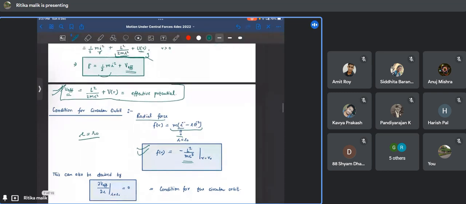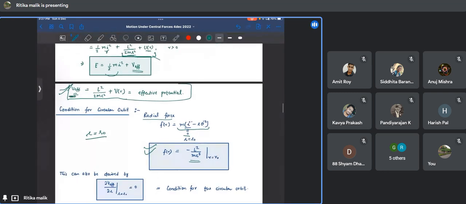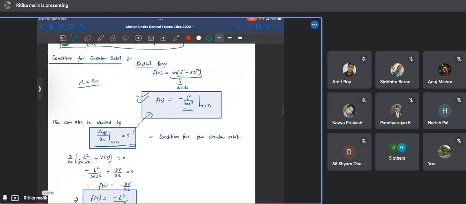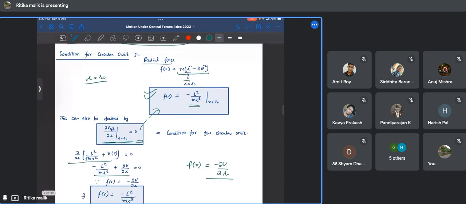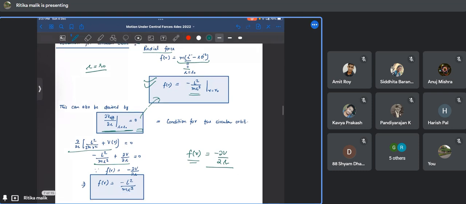But if you take V effective and differentiate it with respect to r and put it equal to 0, you can also arrive at the same formula. So you just write your V effective, differentiate with respect to r, put the value f of r as minus del V by del r. This we already know. We can write gradient of potential energy as force. So your force will become minus L square by m r cube.